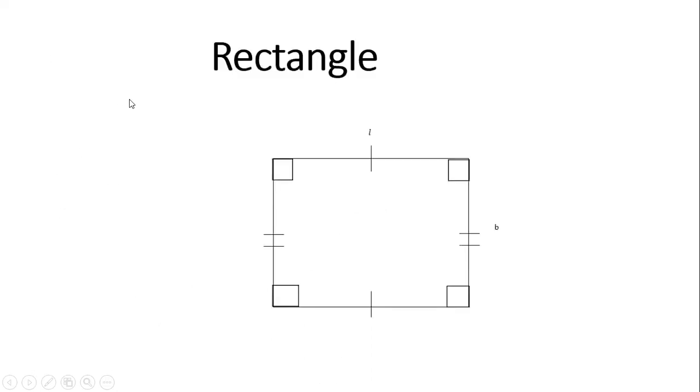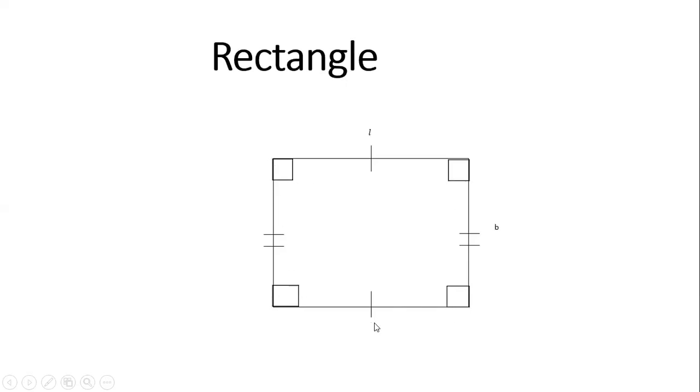The next shape we are considering now is our rectangle. The rectangle has the length and the breadth, and the two opposite sides are equal. You see B is equal to B. That's why you have that line to show that these lines are equal. So this side is L, this side will also be L. This side is B, this side will also be B. And every rectangle has angle 90 degrees. That's the four 90 degrees.